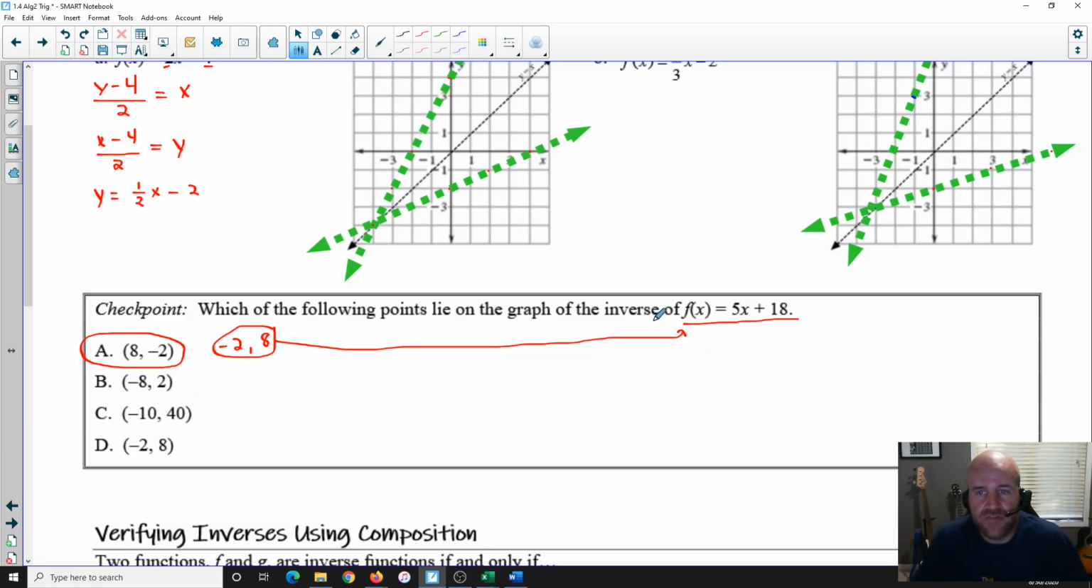But the key is knowing that we're looking for the inverse of the given function. Okay, so we need to know that we have to flip the x's and the y's. Okay, it's a common SAT problem that you'll see.